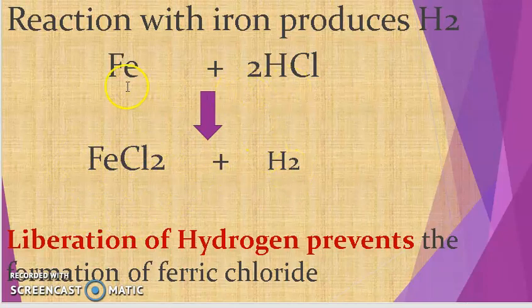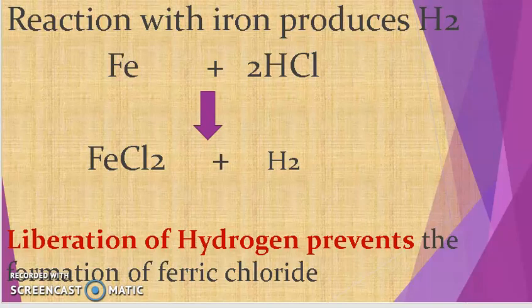How is it formed? Because the iron reacts with 2 moles of Cl and forms FeCl2. The remaining 2 moles of hydrogen are liberated. That is the reason: liberation of hydrogen prevents the formation of ferric chloride. If hydrogen is not eliminated, we can get ferric chloride. Here the hydrogen is eliminated, so only then we got ferrous chloride, FeCl2.